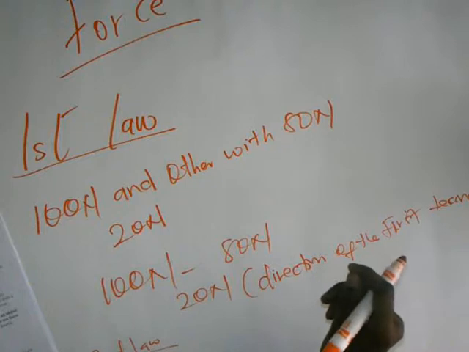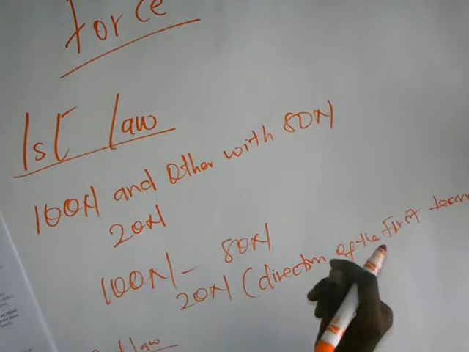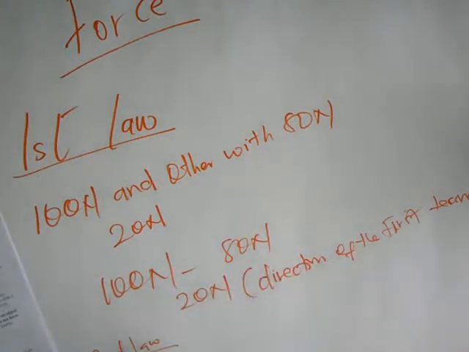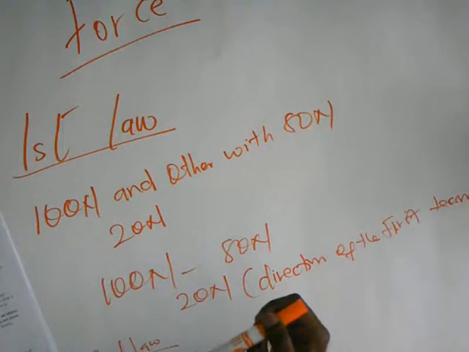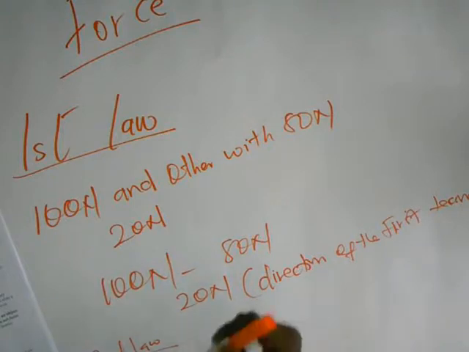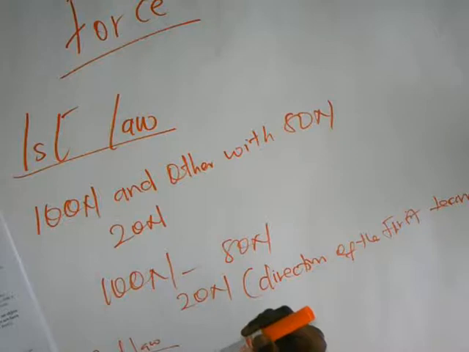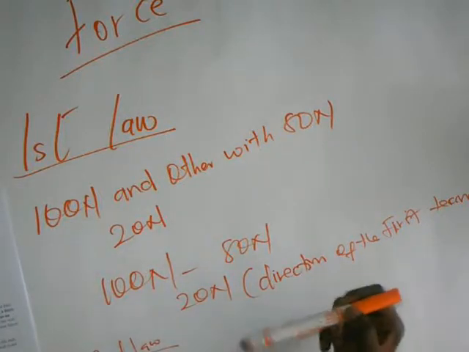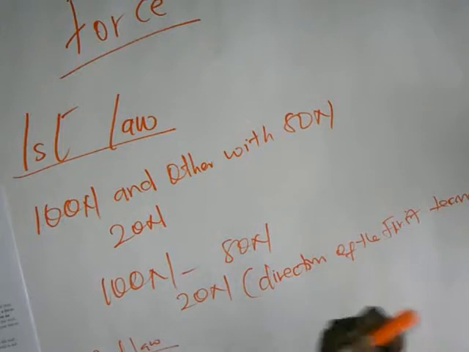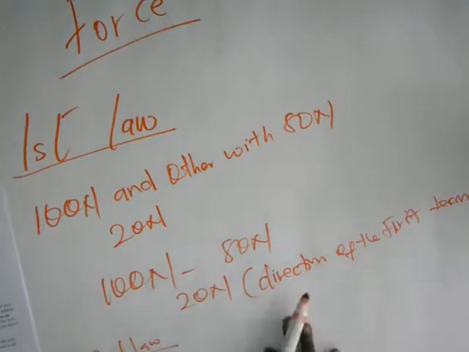It can be expressed in the formula F equals mass times A, where F is the net force in newtons, M is the mass of the object in kilograms, and A is the acceleration in meters per second squared.